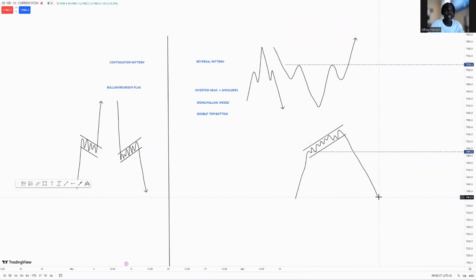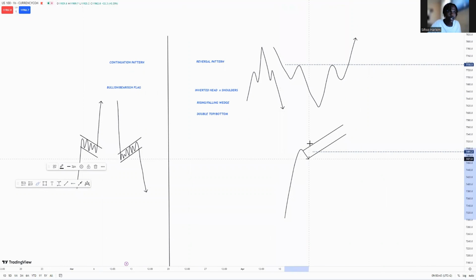So this is my inverted head and shoulders. Let me just draw it. Let me make it perfect so you guys can see what I'm trying to talk about. Something like this, right? So this is my what? This is my rising wedge.